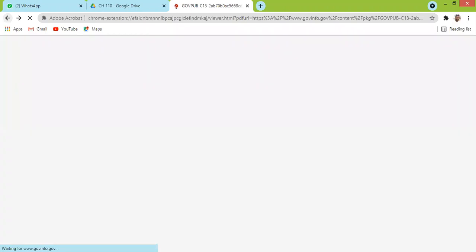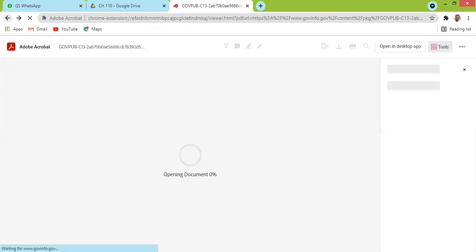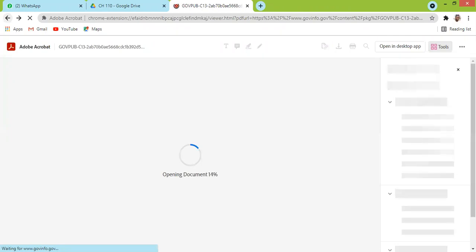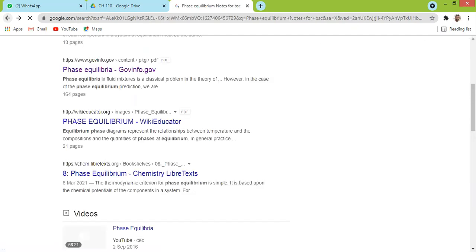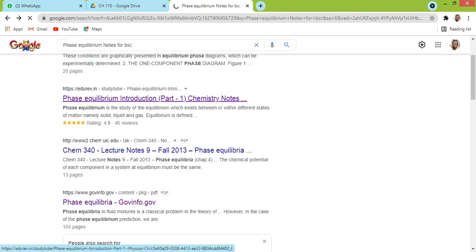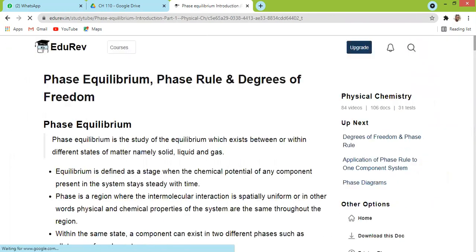The one I want to share with you was a straightforward document. So I think it's this one. Straightforward document from the internet. It has some easy flow. Yeah. So this is the one that I want to share with you. So this one explains to us about phase equilibrium, the phase rules and degree of freedom.